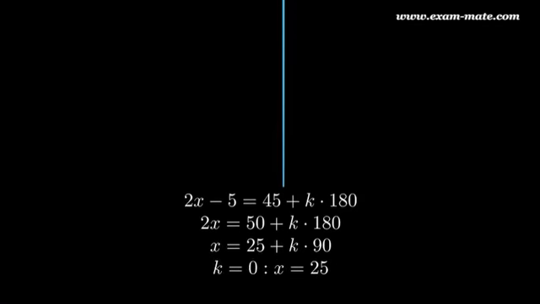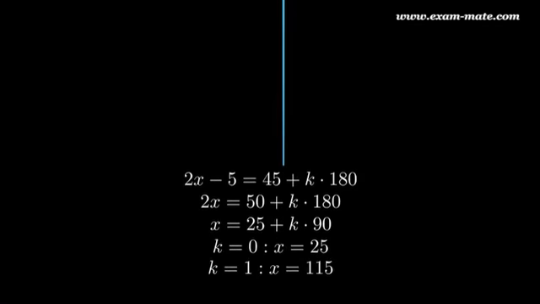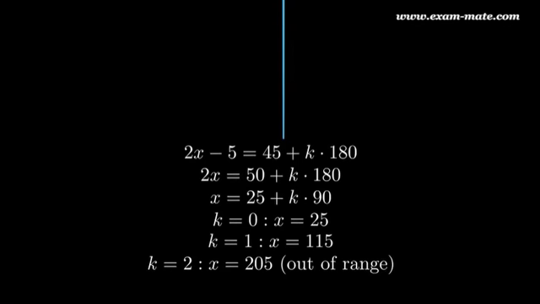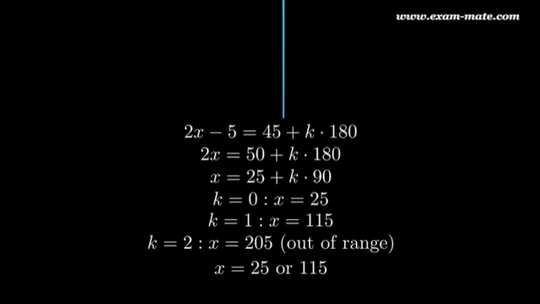Now, let's find the values of k that give us x values between 0 degrees and 180 degrees. When k equals 0, x equals 25 degrees. Let's plot this point. When k equals 1, x equals 115 degrees. Here's our second solution. When k equals 2, x would be 205 degrees, but this is outside our domain of 0 degrees to 180 degrees. Therefore, our final solution is x equals 25 degrees or 115 degrees.